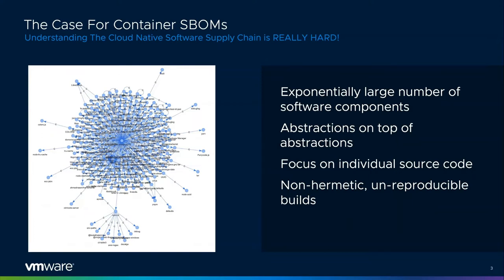SBoMs help bring some transparency to the container ecosystem, even highlighting what the known unknowns are and what the unknown unknowns are. They also provide a separation between the source code and the rest of the system required for software to run. You don't need to look at an SBoM until it becomes necessary to look at them.